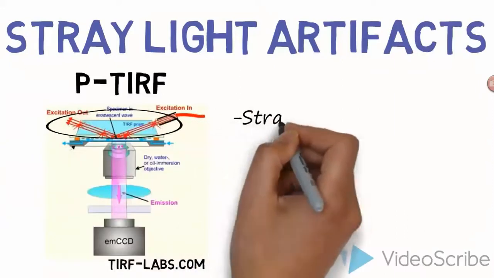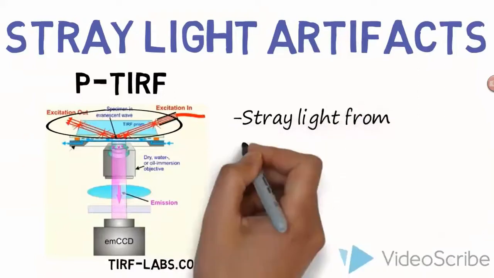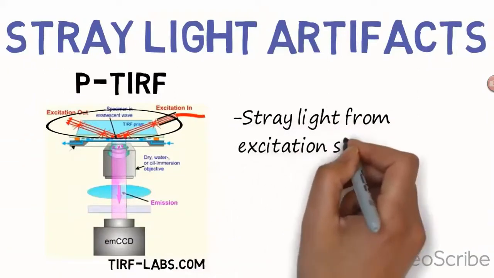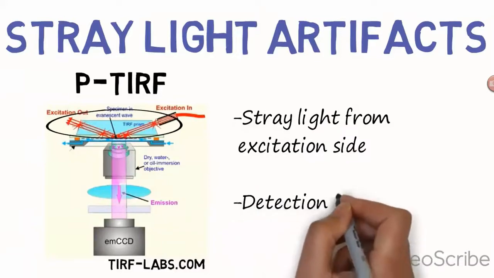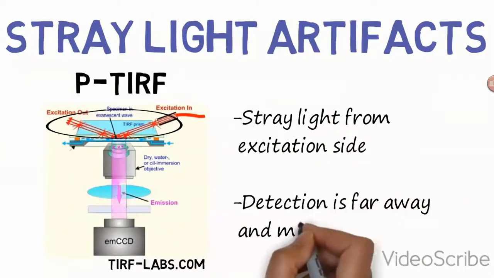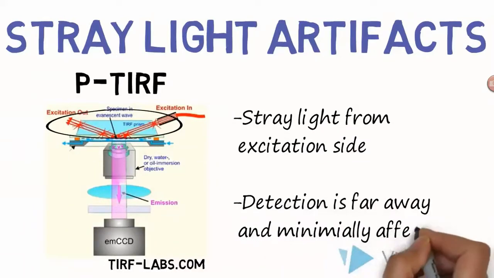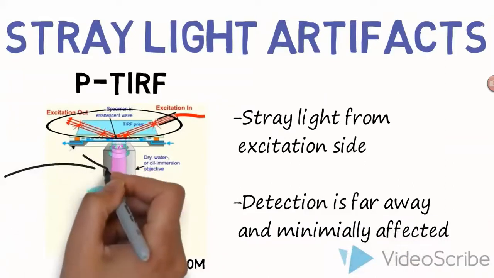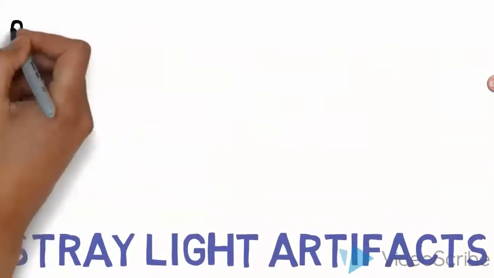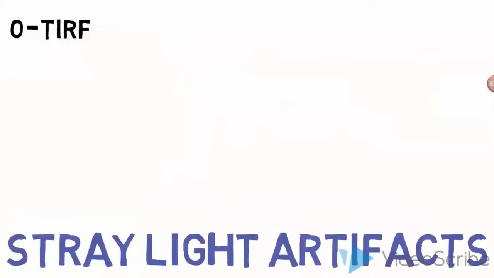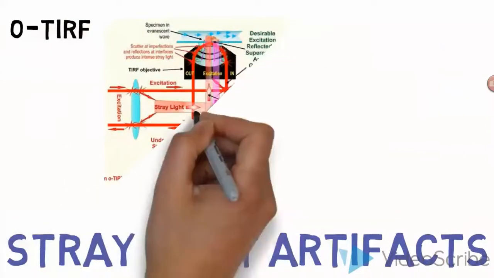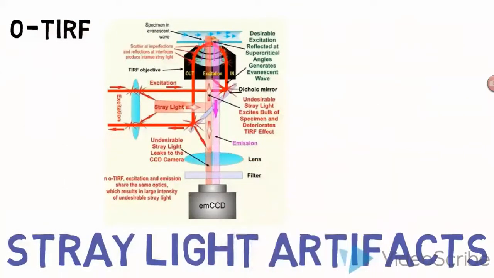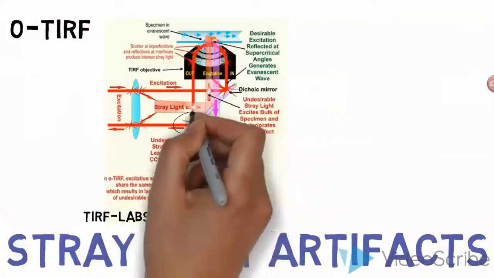In p-TURF, stray light can come from scattering at the glass-water interface or at the prism. Because the collection objective is rather far away from these sources, rarely are extra measures necessary to minimize stray light. O-TURF, on the other hand, is more prone to stray light. The figure here identifies several sources in the O-TURF setup that can contribute to significant stray light interference.